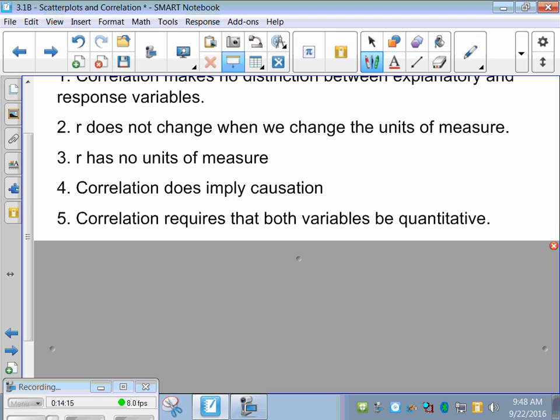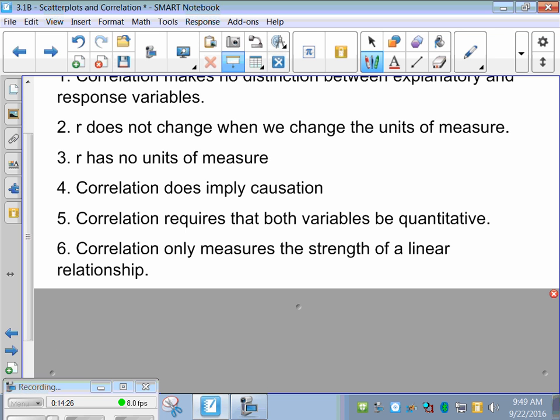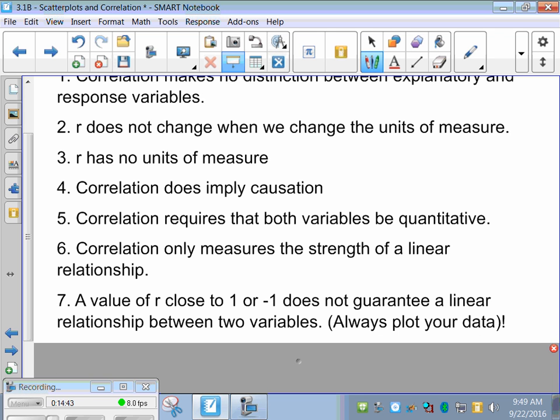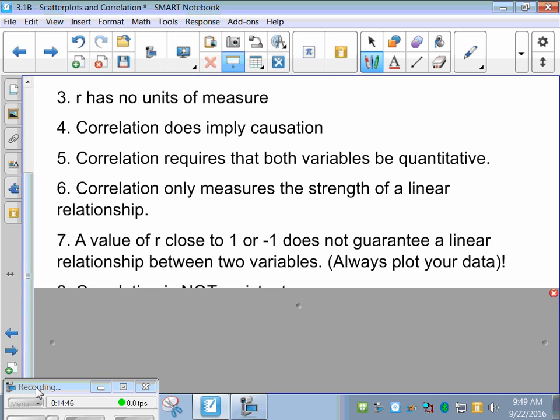Correlation requires that both variables be quantitative, right? They have to both be numbers. Correlation only measures the strength of a linear relationship. So if you have a curved pattern, then we don't really need correlation to go with that because it's measuring only how linear something is. Same thing kind of as the last one, saying a value of R close to 1 or negative 1 does not guarantee a linear relationship between two variables.